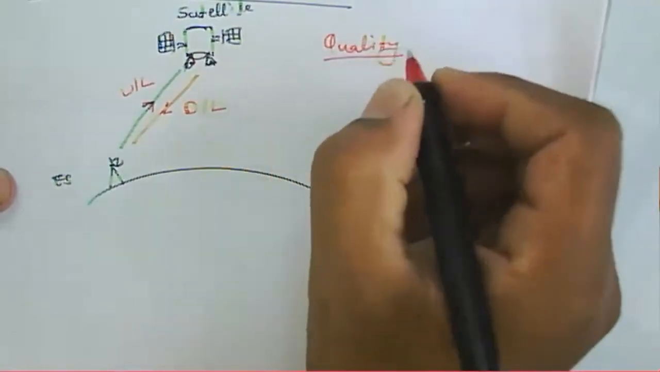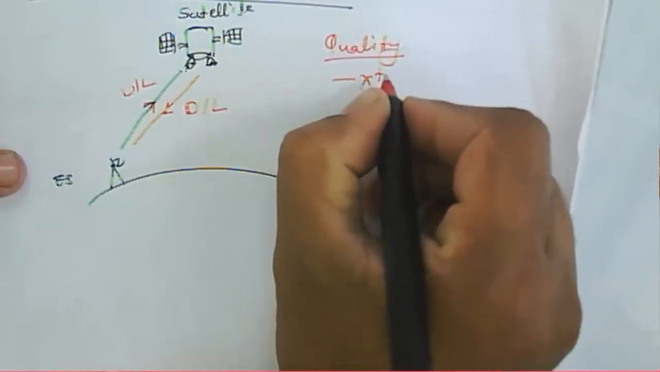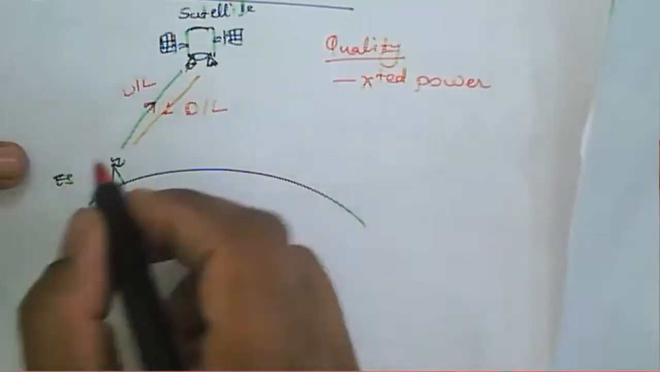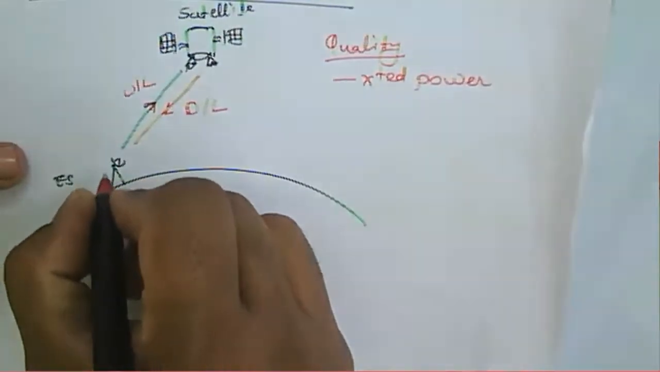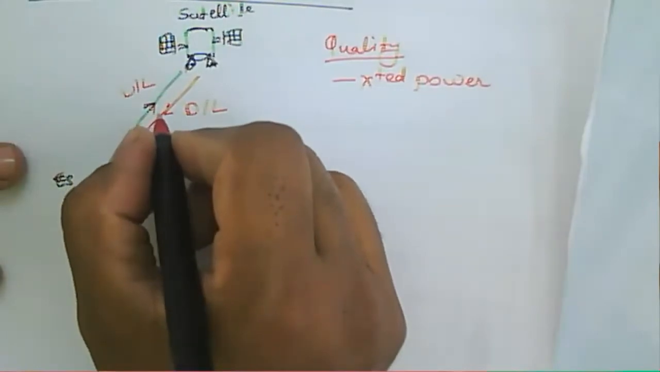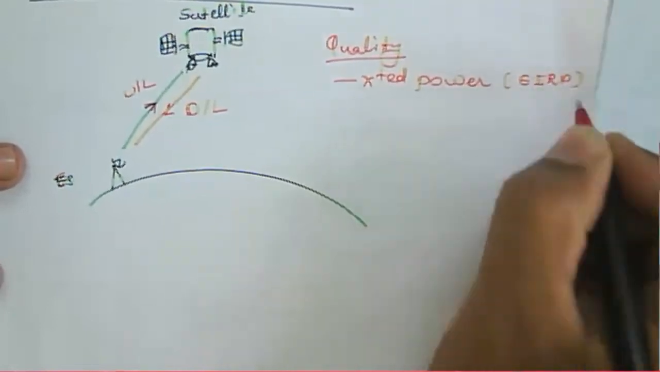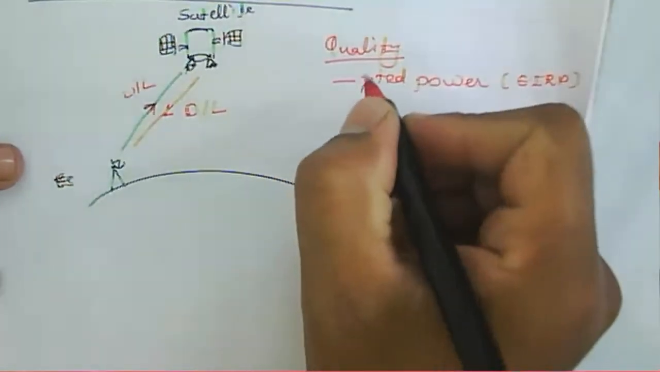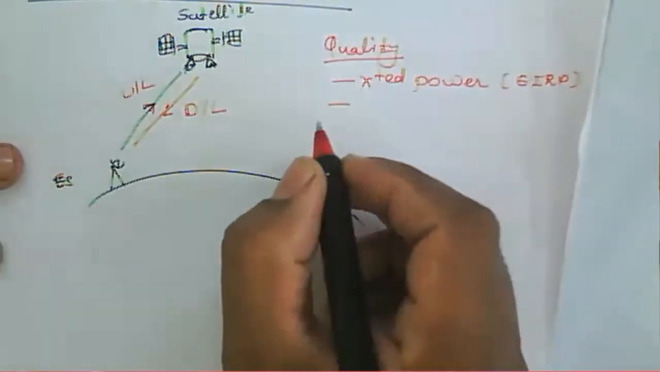That quality of a signal depends upon what will be the transmitted power. If it is an uplink design, we should know what will be the transmitted power from the earth station. That transmitted power is nothing but the effective isotropic radiated power generated by an antenna. That is the transmitting power, the power transmitted by that antenna.